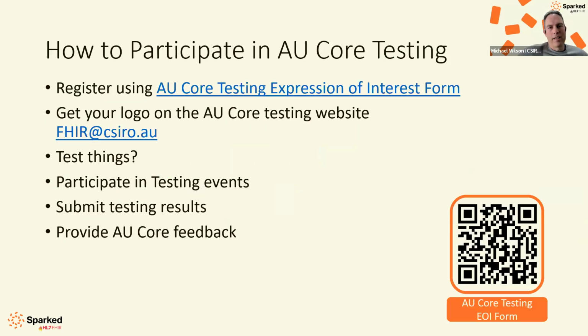So, how to participate in AU Core testing. The first thing you need to do is register. We've developed an expression of interest form that you can access via that QR code or the link. Steph, I think we'll put it in the chat for us all. This expression of interest is to register what you want to test, your product, your proof of concept, whatever it is that you want to test.